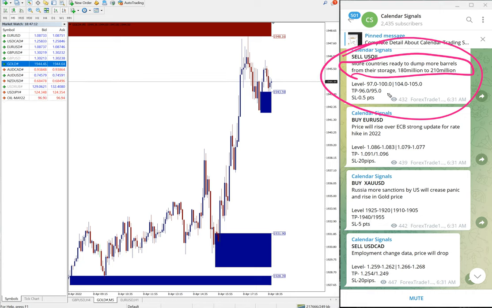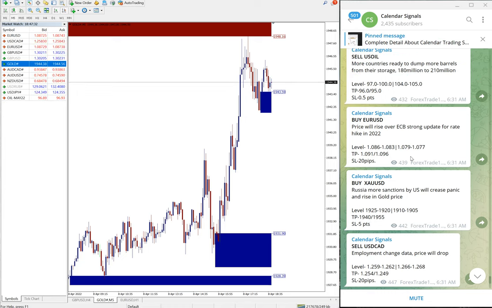The reason is that more countries are ready to dump more barrels from their storage, 180 million to 210 million. Earlier, the US announced that it will dump 180 million barrels. Now it has been increased, and 210 million barrels will be available. So the price will fall. That was our prediction. So based on this, we gave sell US oil.